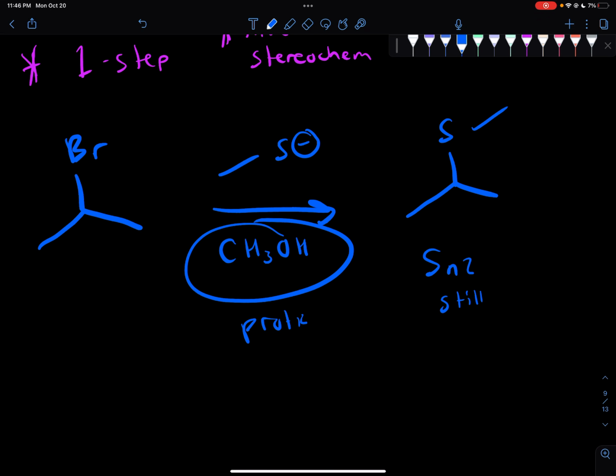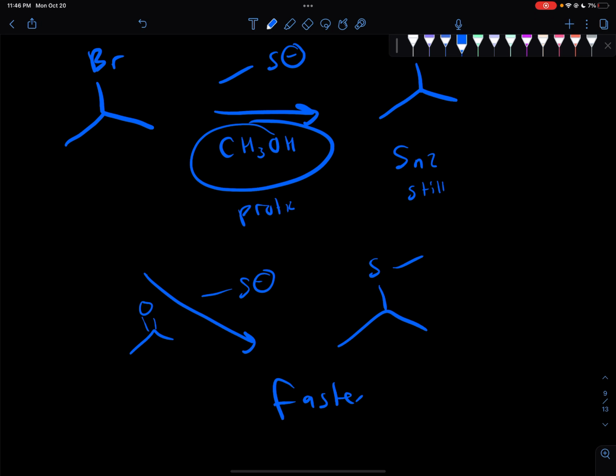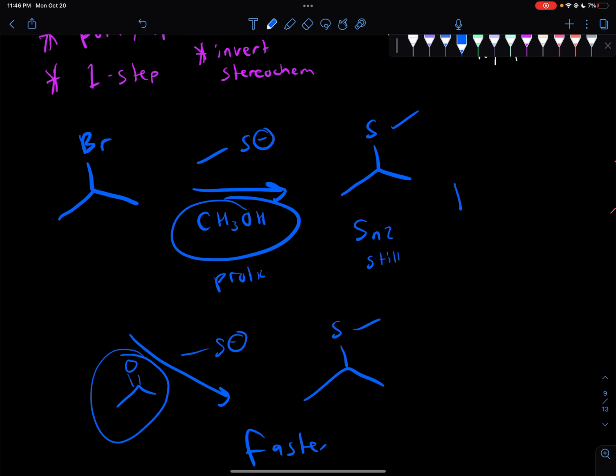Because protic isn't going to affect SN2 from occurring entirely. It's going to hinder it a little bit. It's going to influence the rate. But you can still do SN2. It's just that if I reacted with the same nucleophile, but in acetone, I'll get the exact same product, sure, but this will be faster because our solvent is acetone. It's aprotic. But both still occur.